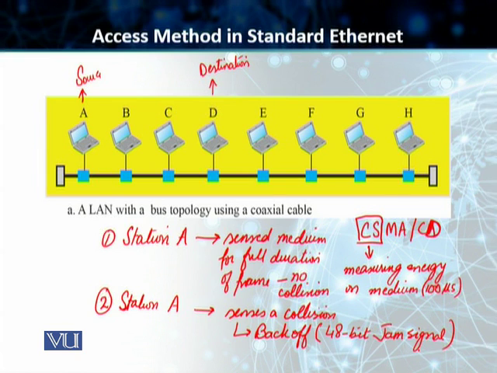Now, after a while, station A starts sending again. And students, if station A again encounters a collision, the back off time for the second collision will be increased exponentially, and for the third collision, it will increase as well. So every single time station A encounters a collision, the back off period will be increased.